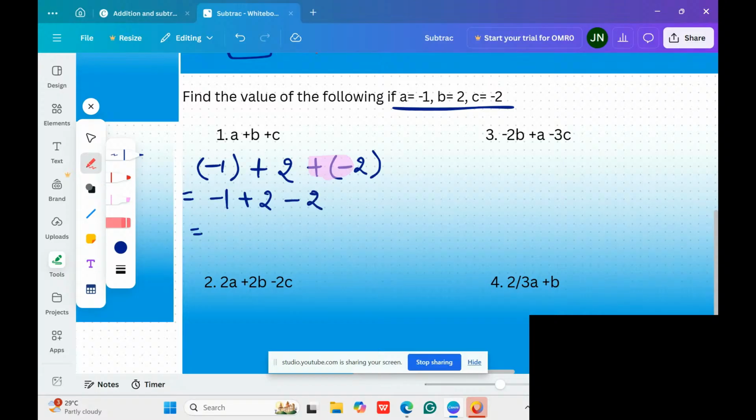Now, here you have to apply addition rules. Okay. All addition rules. -1 plus 2 is +1 minus 2. Now, this is +1, this is -2. Same sign add, different sign, subtract. So, -1.